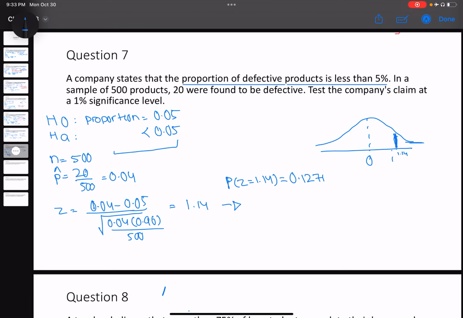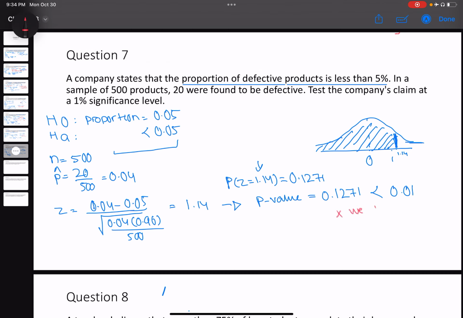Proportion less than 5%, so it's already this area. Therefore, the p-value is the probability for the z at this score, which is 1.271, which is not less than the significance level of 1%.